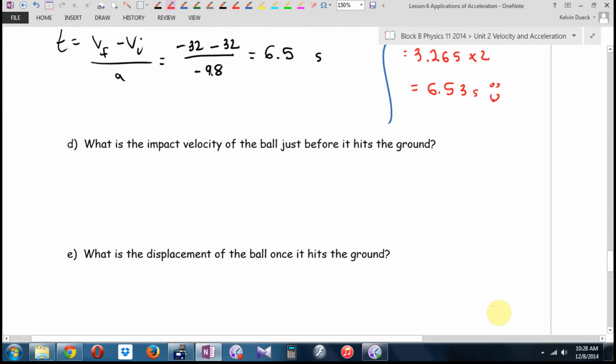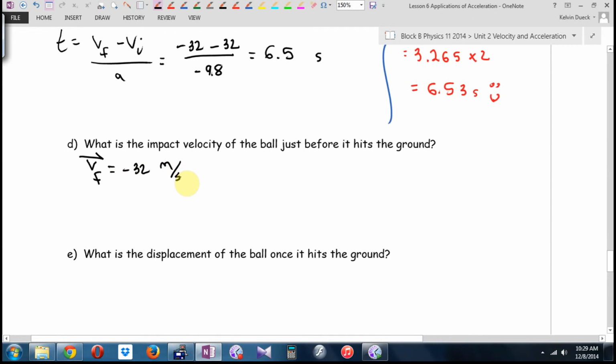D. What is the impact velocity just before it hits the ground? We already answered that. What does it hit the ground at? Kyle, you're on a roll. Spit it forth, my friend. Negative 32.